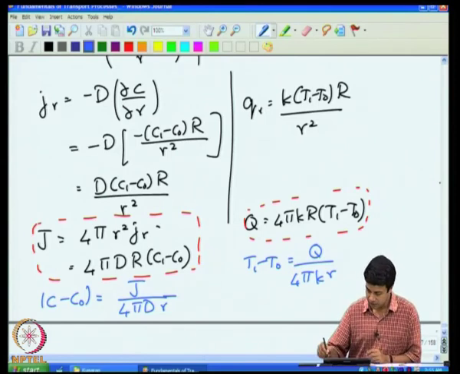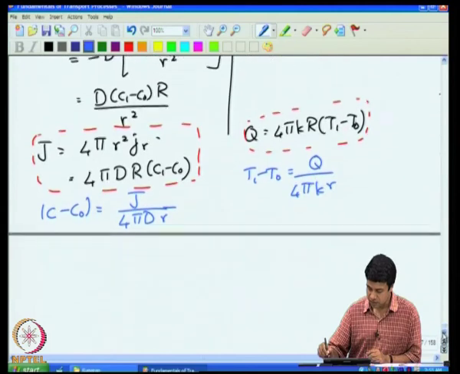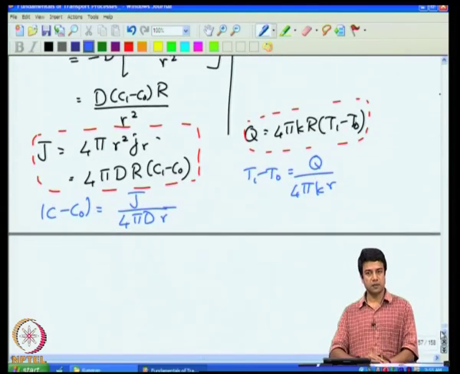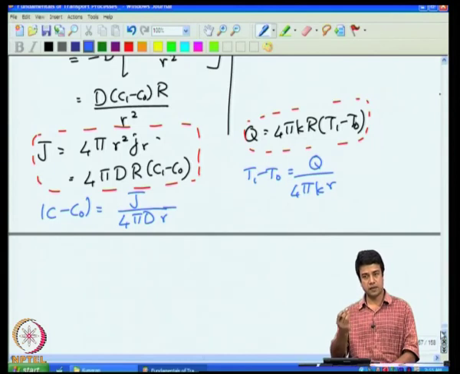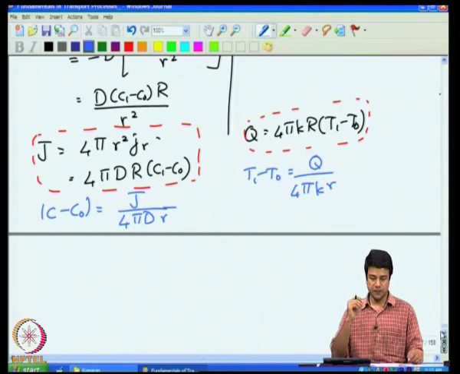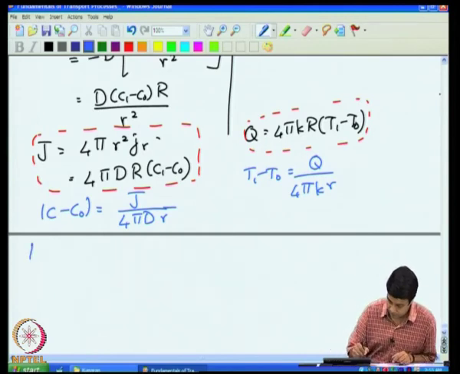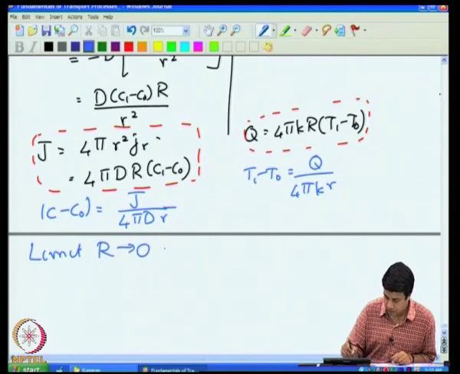In fact, this is a solution even in the limit capital R going to 0. As I made my particle smaller and smaller, even in the limit of capital R going to 0, these solutions are still valid. The limit R going to 0 is called the point particle.